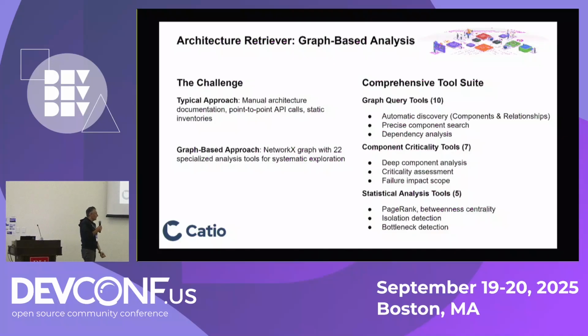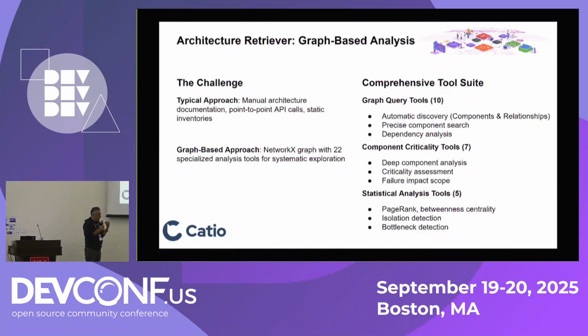The other set of tools available to the agents are component criticality tools. We can understand at a deep level what every component does. We understand how critical it is in the architecture. We understand, for example, the blast radius of a failure of a component and so on. So there are a lot of criticality assessment tools that are available to the agent.